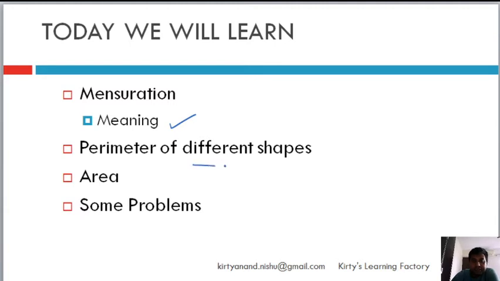Then we will learn what perimeter is, and what area is, and then we will do some problems. Generally I don't do problems, but today I am going to do some because I just want to show how practical this chapter is and how easily you can do it without actually remembering anything. You can just use your common sense and solve, which is why I say that maths is very commonsensical. There is no need to learn formulas and stuff. You have to understand mathematics. If you understand, you can solve any problem.